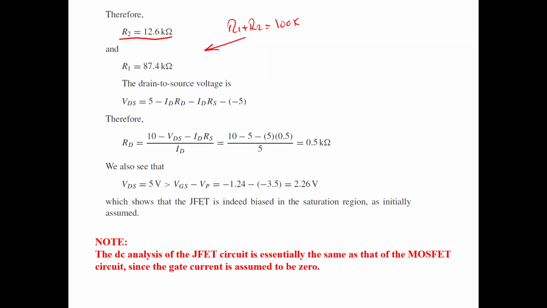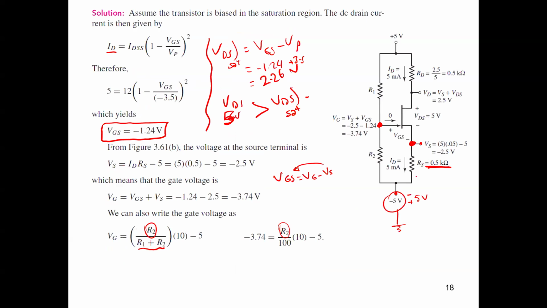This is for the first branch. So this is the input branch R1 and R2. We're still missing the value of RD. So we need to calculate the value of RD. How can we do that?